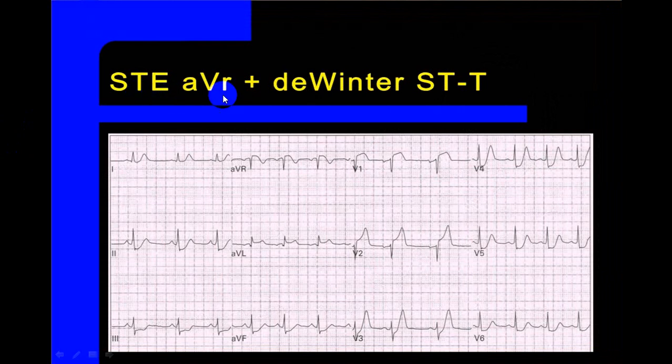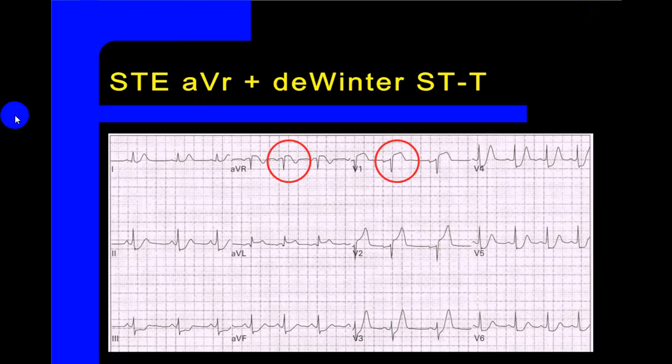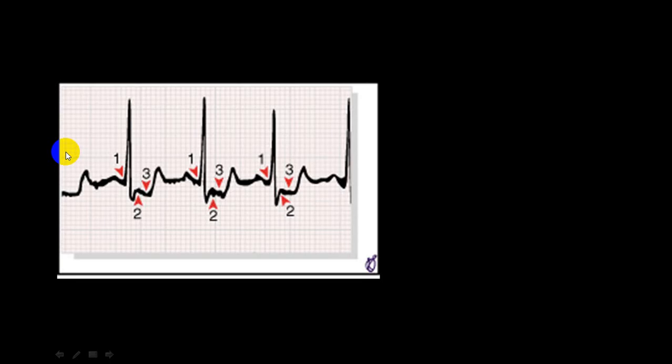So ST elevation in aVR plus De Winter sign, that is ST elevation with ST depression with T wave tall and upright in V2, V3. Here you can see it is in V3 and V4. Here there is an ST elevation. It is again in favor of an LAD occlusion, proximal LAD occlusion. You can see clearly. So if you have got an aVR with V1, V2 signs also, you should look for it.